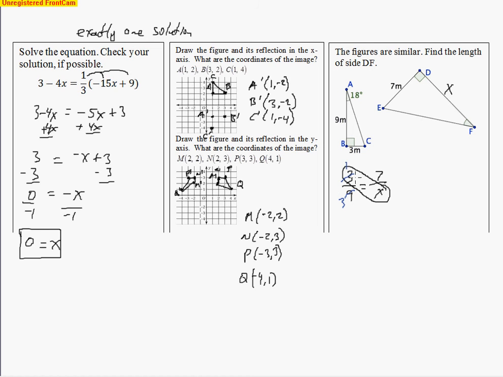And then I'll just multiply 1 times x is 1x. And then 3 times 7, that makes 21. So 21 meters is the answer.